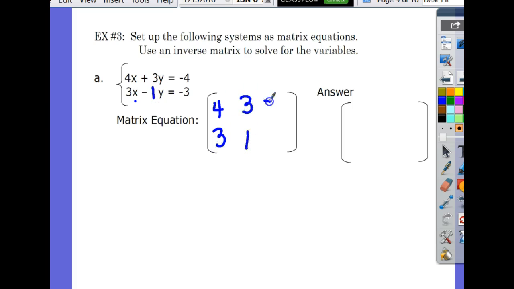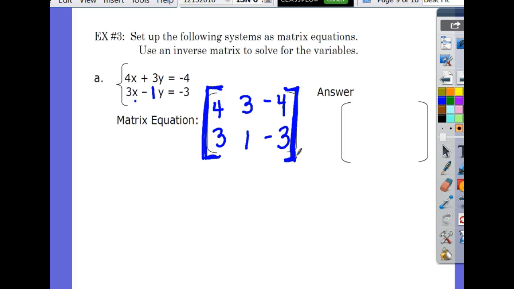And 3 and 1 and -4 and -3. And these should be square brackets. Do you see that what I did to get this matrix is I dropped out the x's, I dropped out the y, I dropped out the equal sign. I did not drop out negative signs.